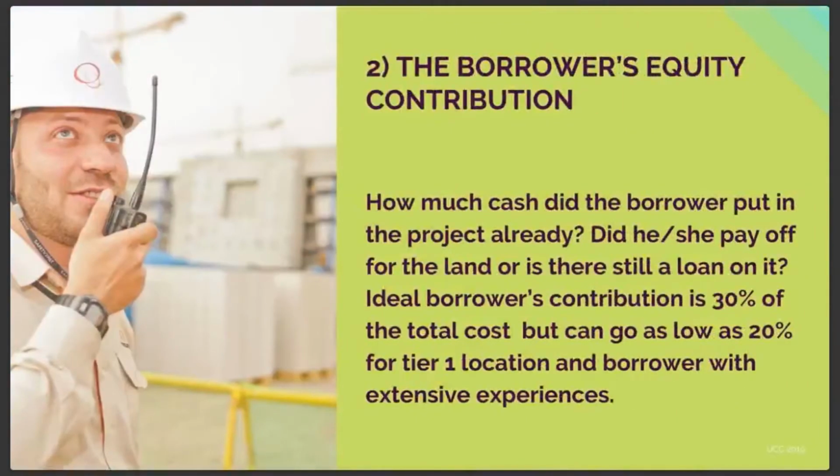Number 2, the borrower's equity contribution. How much cash has the borrower put into the project already? We need to see that there's skin in the game. Did he or she pay off the land, or is there still a lien on the land? The ideal borrower's contribution is 30% of the total cost, but can go as low as 20% for a Tier 1 location and a borrower with extensive experience.